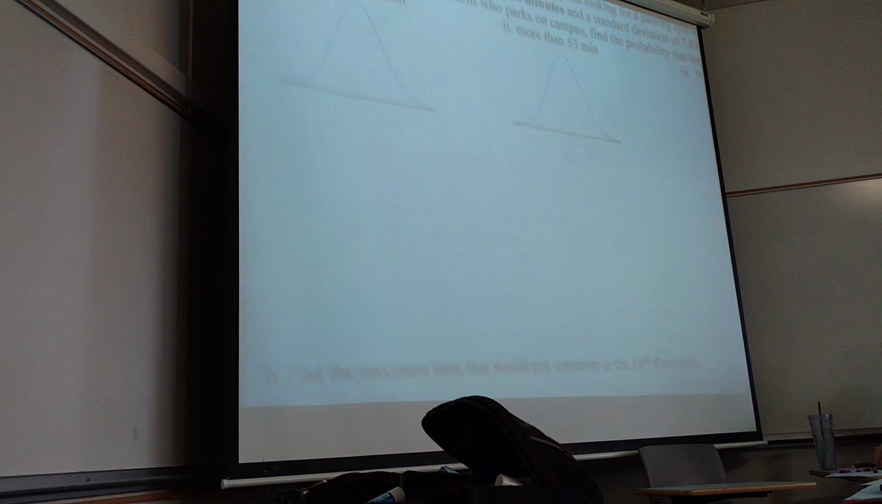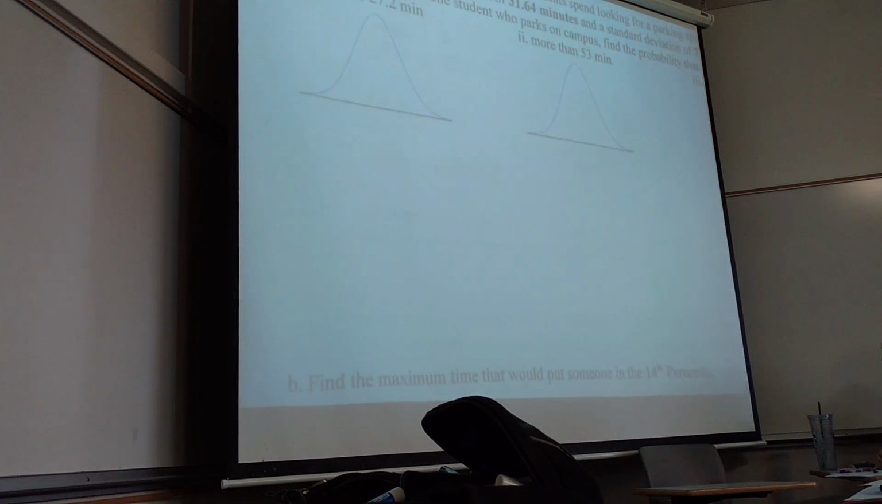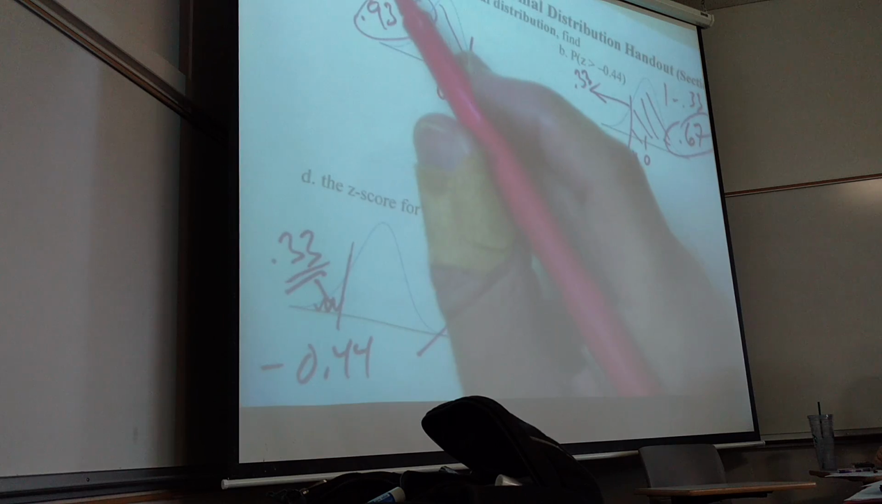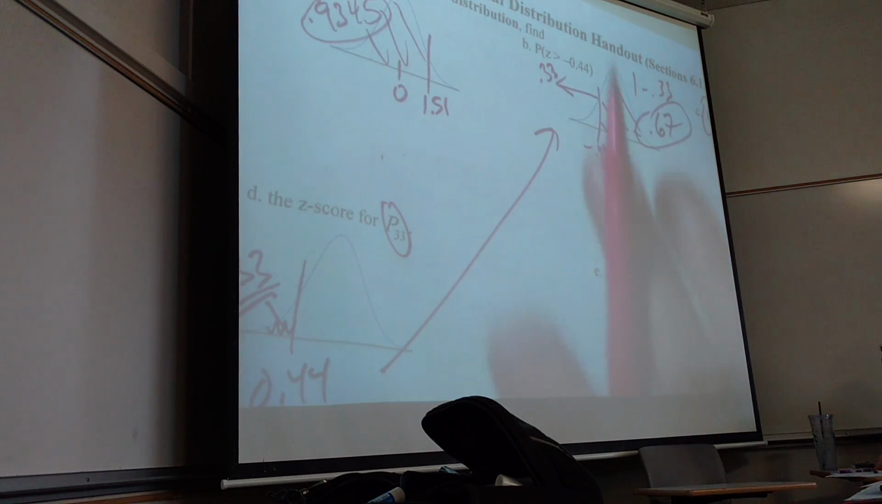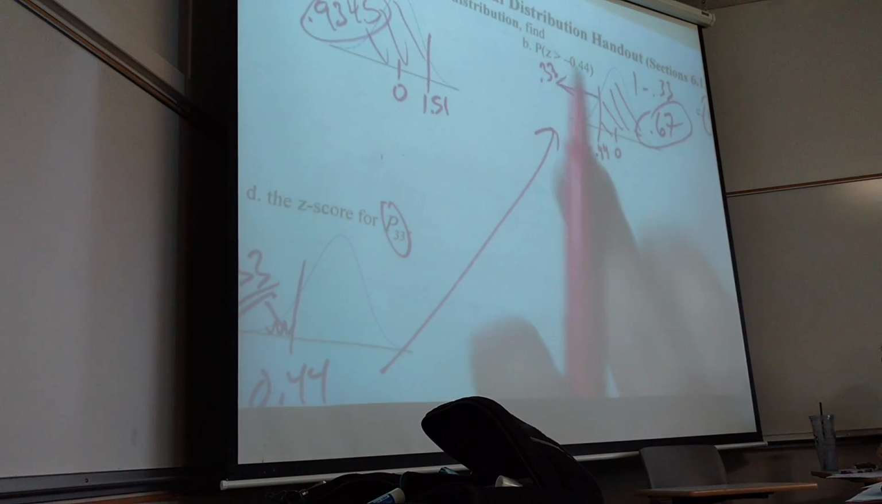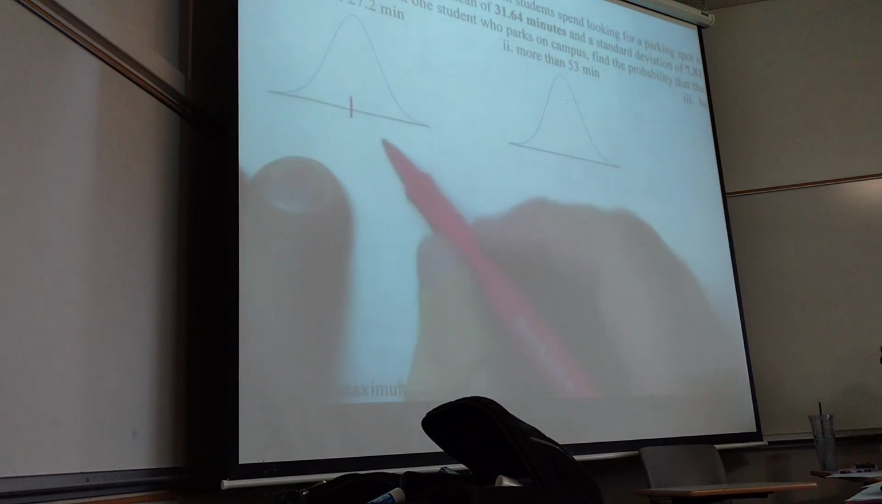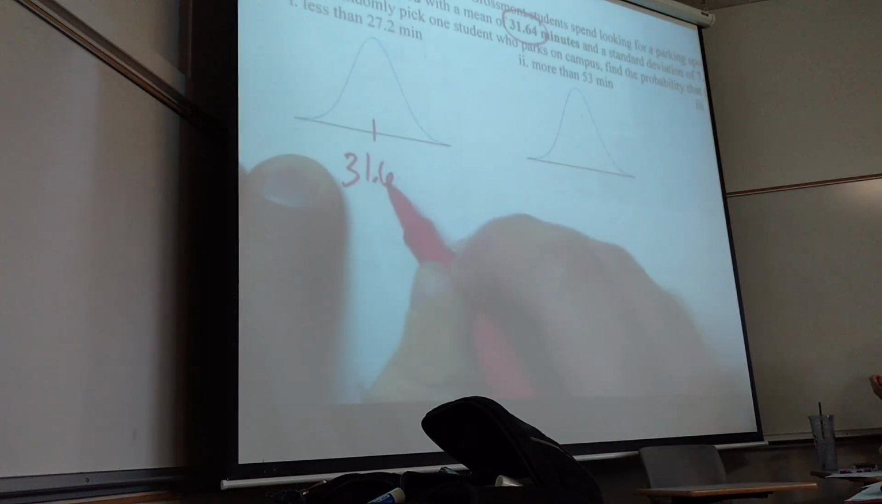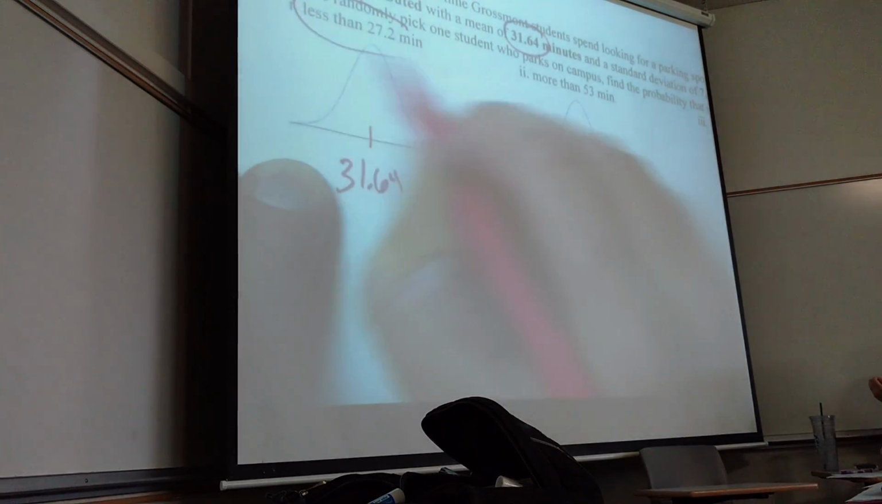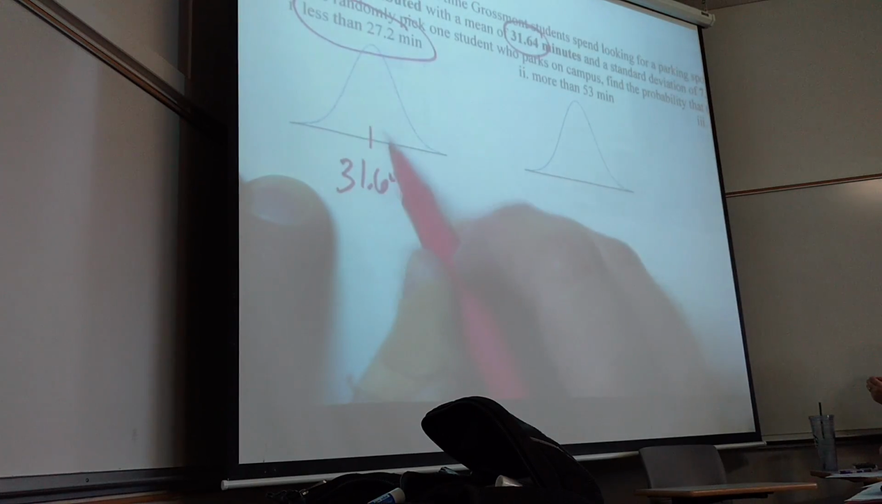Alright, I think we did a couple of these, right? We did the first one? So what goes right in the middle on this one? I kept putting 0 in the middle up here because these were all z-scores, and for a z-score, the mean is 0, because the mean is right on top of itself, 0 away from itself. What's going to be in the middle here? 31.64, that's the mean. And I want to know the probability less than 27.2.